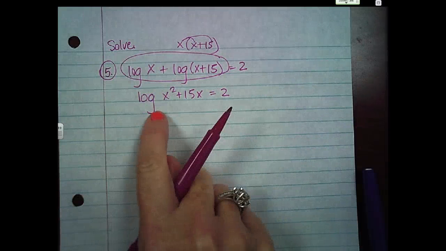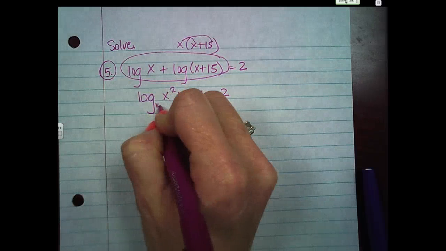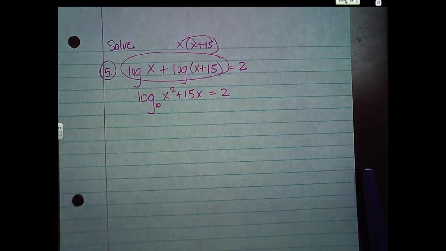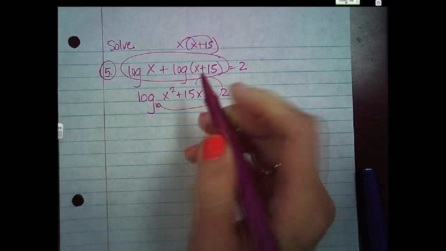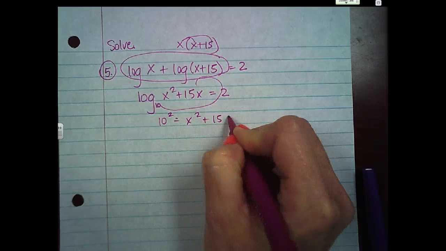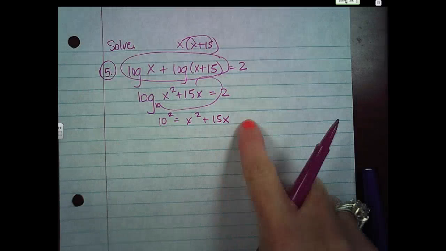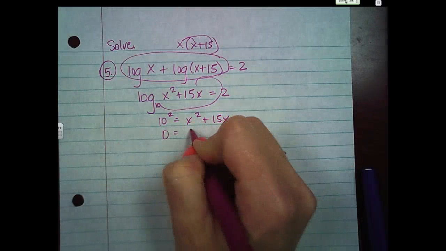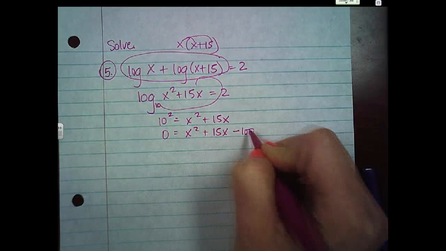Now when I tell you the base of this log is when nothing's written. 10, excellent. So we're going to put a little 10 in there if that helps you. Okay, and then I'm solving for x. So I know that 10 squared actually equals x squared plus 15x. What's the value of 10 squared? 100. Okay, it's a quadratic. So you need to move the 100 over to the other side. You want it to say 0 equals x squared plus 15x minus 100.